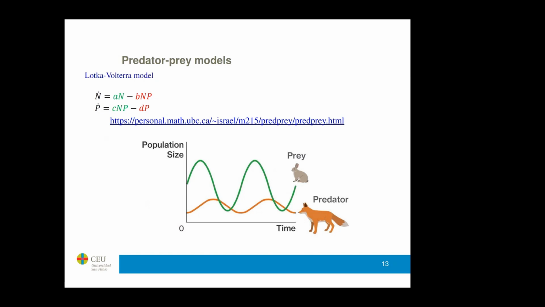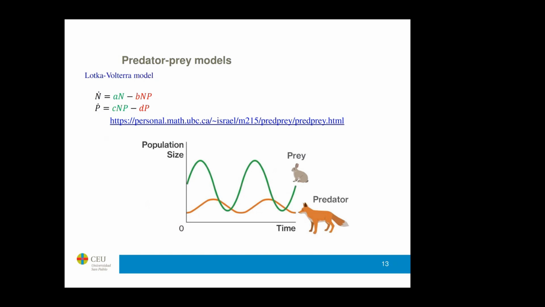And then you die also. So there is a dying rate, and that will be given by D. So now here you have 4 parameters, A, B, C, D, and depending on how you choose them, typically they have this kind of behavior.